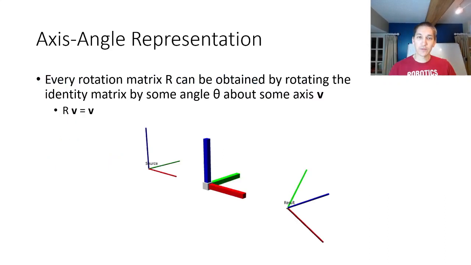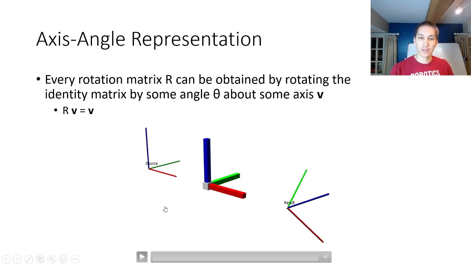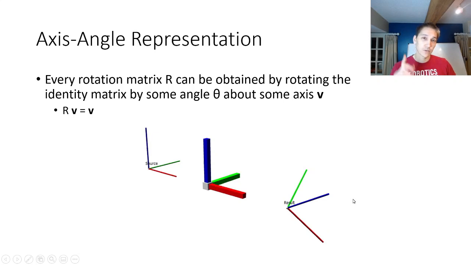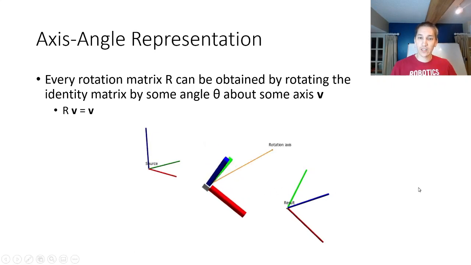So the axis-angle representation uses the curious and interesting fact that every rotation matrix can be obtained by rotating the identity matrix by some angle theta about some axis v. So if we were to take this resulting rotation here, which was the same as you get from a roll, pitch, yaw representation of 45 degrees, 45 degrees, 45 degrees, you could find that there's a rotation axis that actually rotates towards this result in fewer than 45 plus 45 plus 45 degrees.